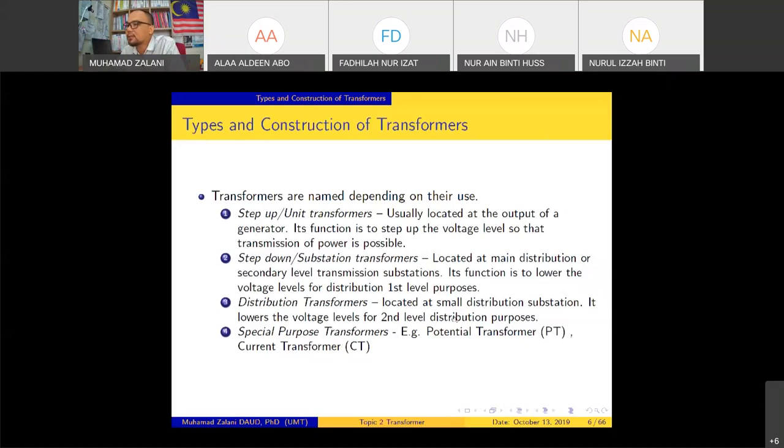All right. And then the third one is the distribution transformer. Normally, the distribution transformer is located at a small distribution substation. Okay, this is a much smaller distribution substation as we normally see at UMT. At the entrance of UMT, we can see from the gate at the guard, on our right hand side when we enter UMT, there is a building which is the TNB building. So that is an example of the distribution transformer. It has a distribution transformer inside that building to lower down the voltage to 400, and also 230 and 415, so that level of voltage can be transferred to the buildings in UMT.